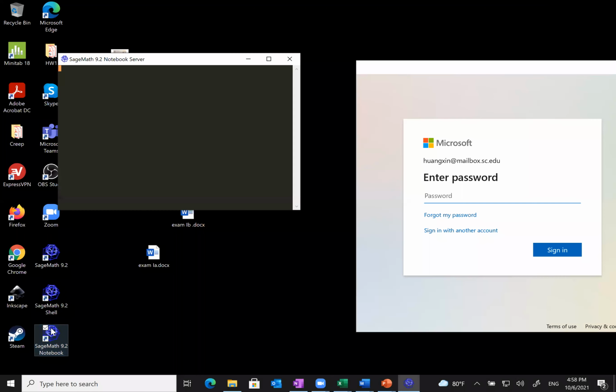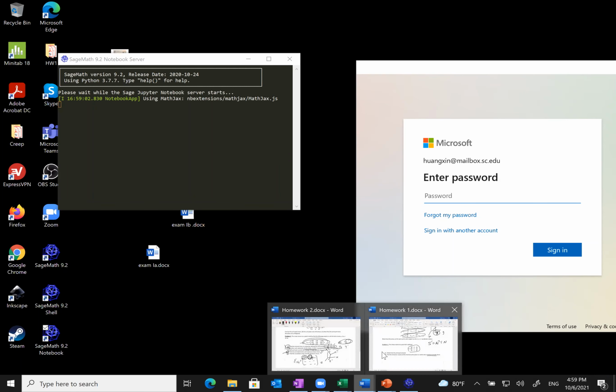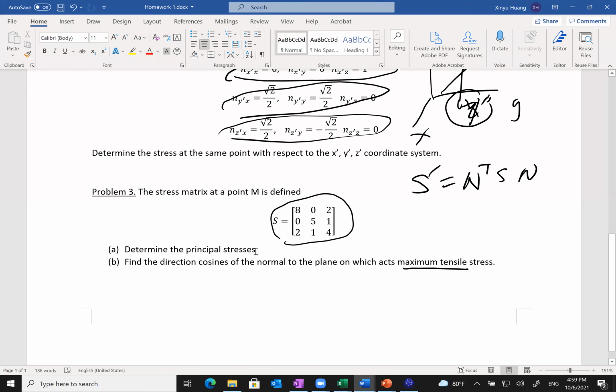So let's do these calculations. Excel doesn't have it, so I typically use Sage Math. Let's get started and calculate this problem. All we need to do is type in that 3 by 3 matrix and ask Sage Math to do the rest. Then you get a result and interpret what it means.